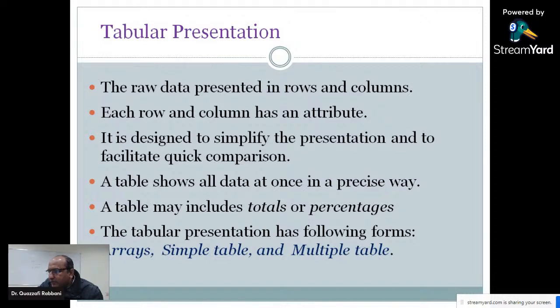It is designed to simplify the presentation and to facilitate quick comparison. A table shows all data at once in a precise way. A table may include totals and percentages also. The tabular presentation has the following forms: arrays, simple table, and multiple table. Now see some examples of tabular presentation.